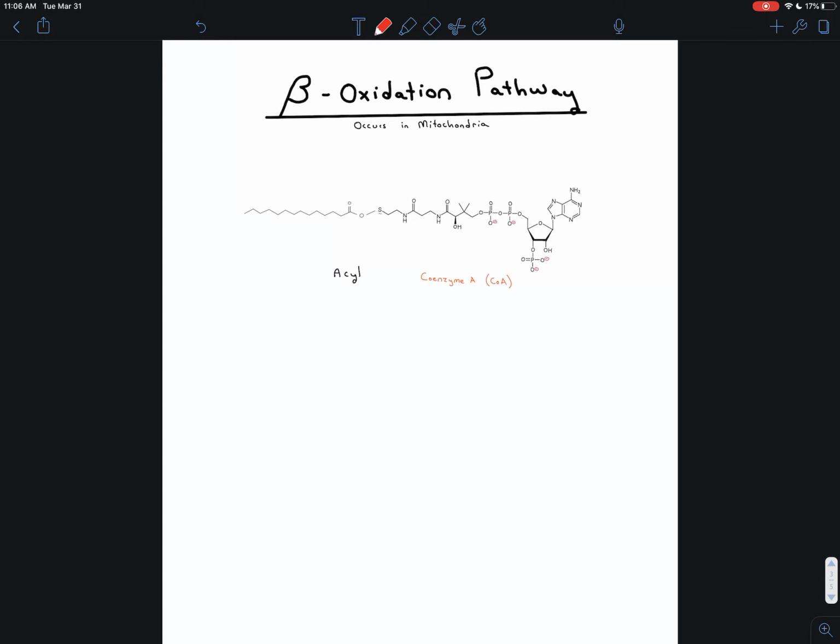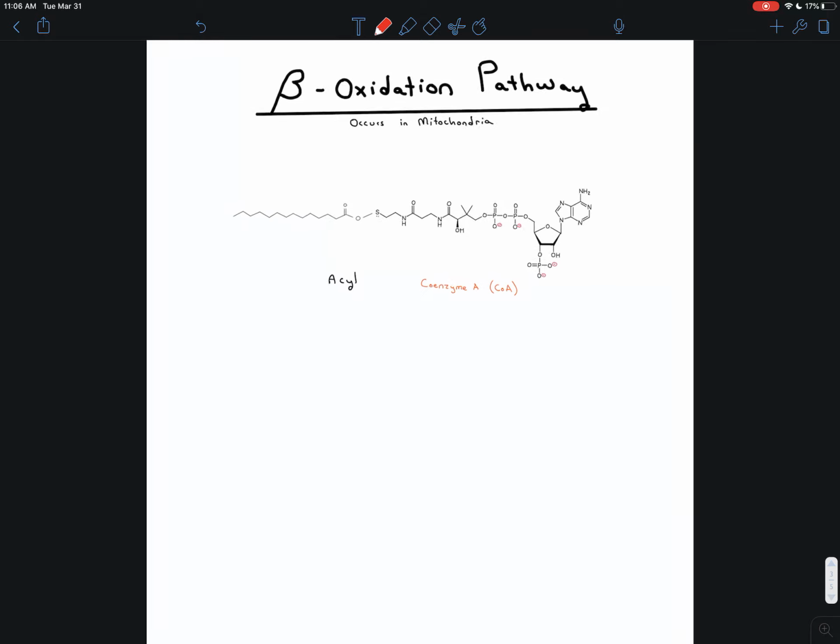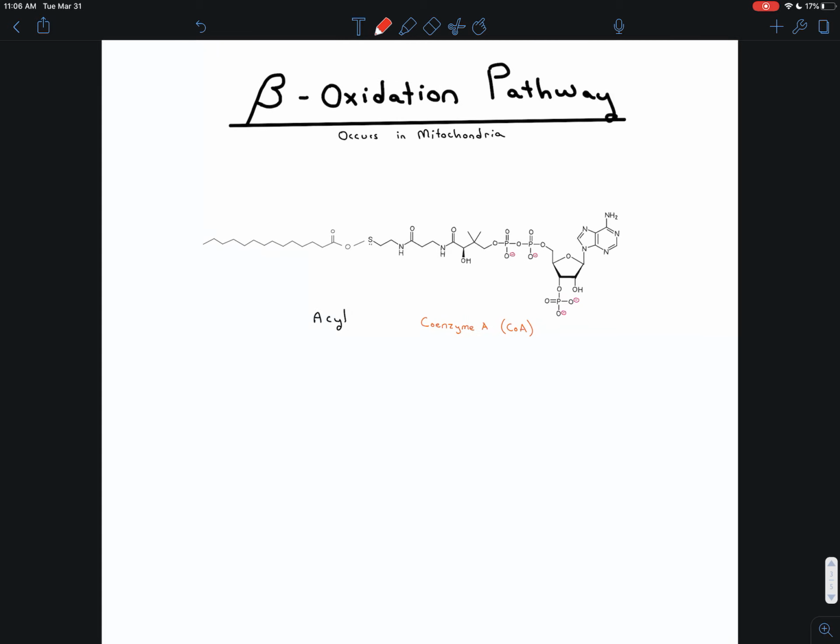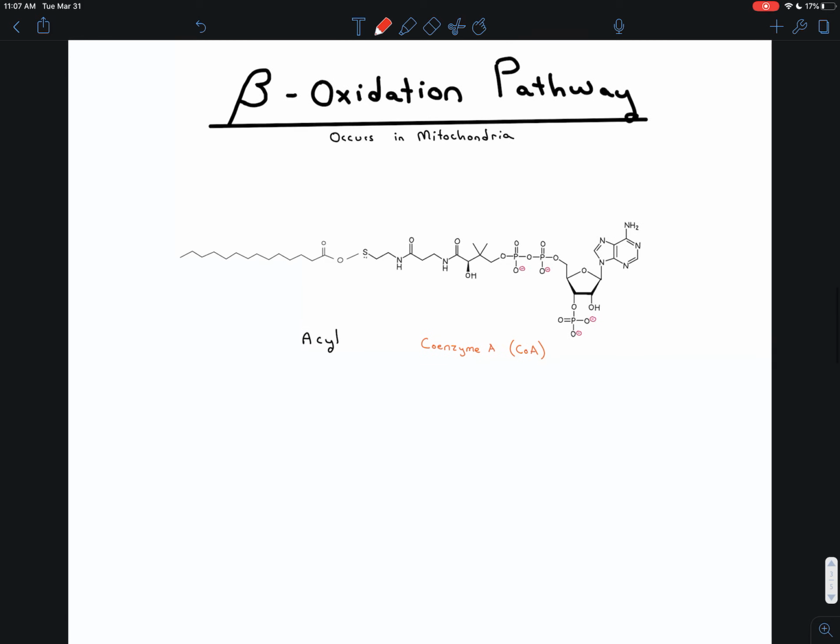Now, if you remember from the video on how pancreatic lipase breaks down triacylglycerols to give you the glycerol and the fatty acids, when the fatty acids leave, they leave as an acyl-CoA. So the fatty acid is this acyl group here with this whole thing.